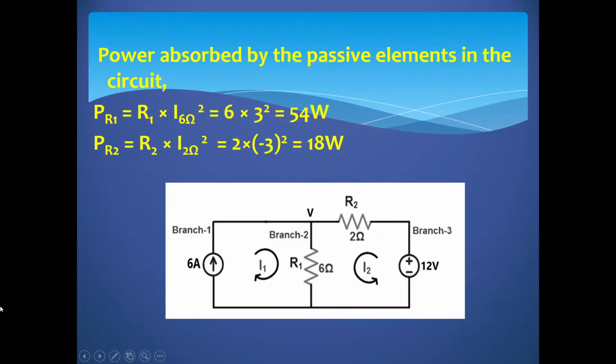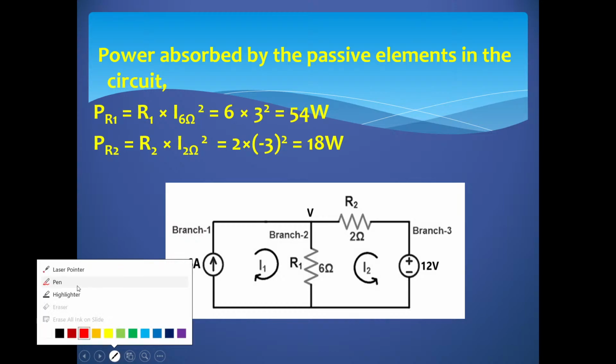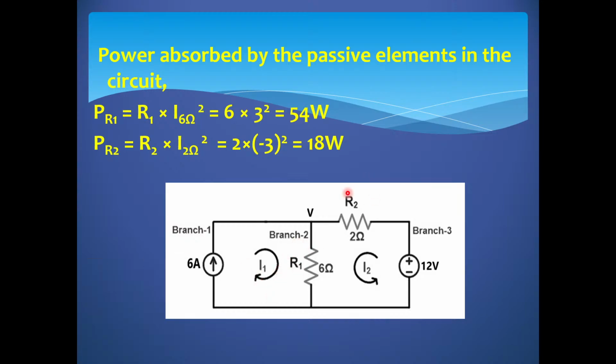Now, powers absorbed by the passive elements in the circuit. What are all the passive elements? Two. One is resistor R1, the other is resistor R2. So what is the power absorbed by R1? How much is it?